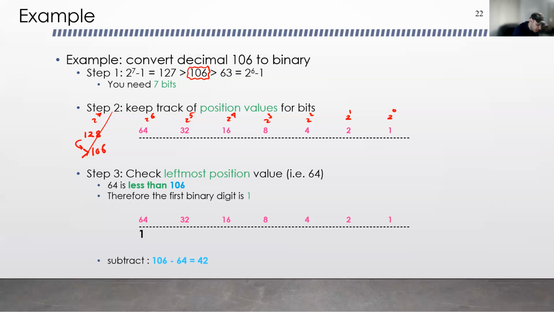So let's do that. 106. 64 is less than 106, so 64 here is less than 106. That's why we're going to put 1 here. Of course, Dr. Vincent did that in multiple slides, but we're going to do it in one slide now. Since we put 1, we take 106 and subtract 64 from it, and it will give us 42.